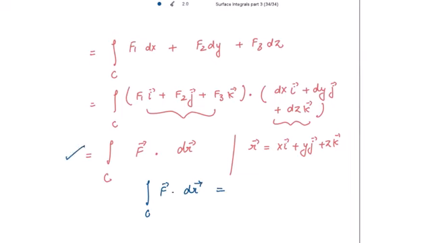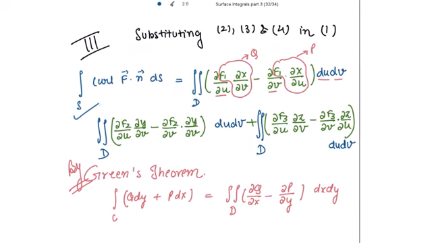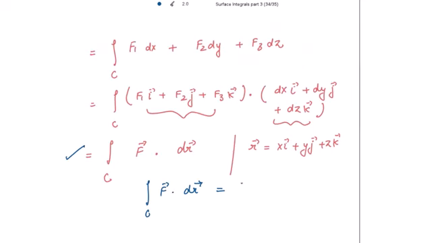What is on the left hand side? Yes, it is the surface integral of curl of f vector dot product with n vector ds. So it is the surface integral of curl of f vector dot product with n vector ds. So this is your Stokes theorem, and finally the Stokes theorem has been proved.